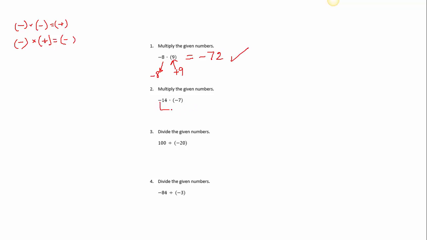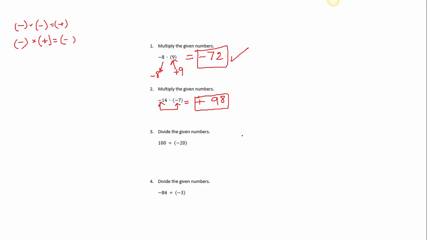Multiply the given numbers. Now I have a negative times a negative, therefore the final answer should be a positive. 7 times 4 is 28, carry 2. 7 times 1 is 7, and 2 is 9. So 98 is the answer, and it's a positive 98. This one is a negative 72.